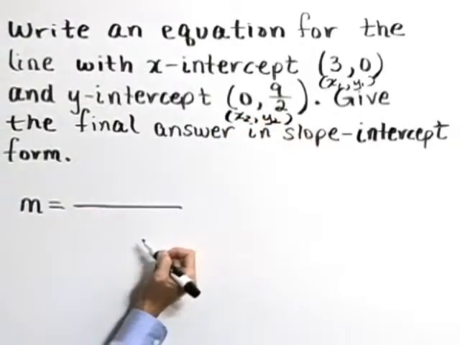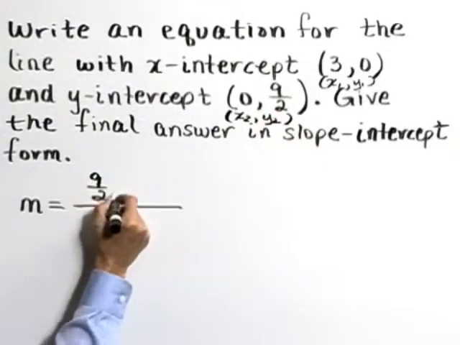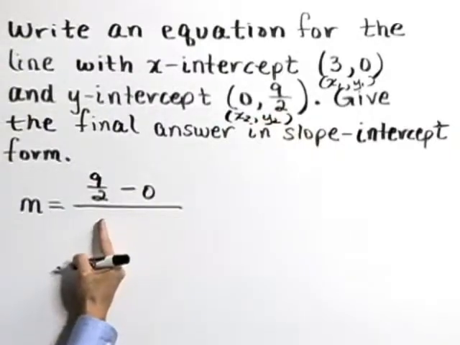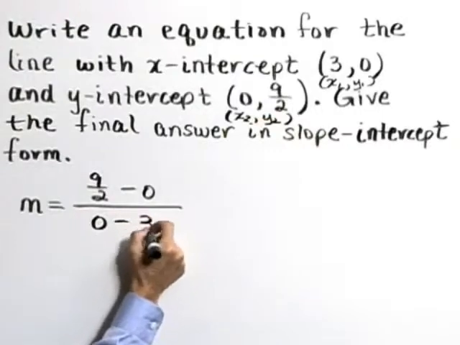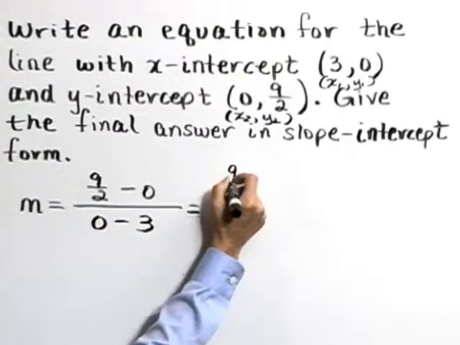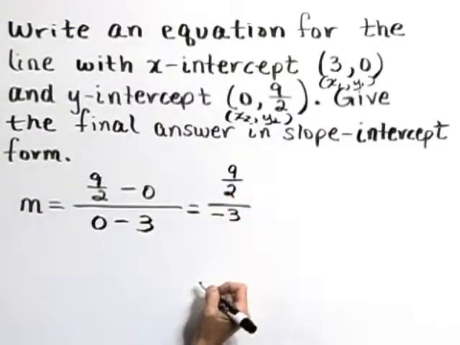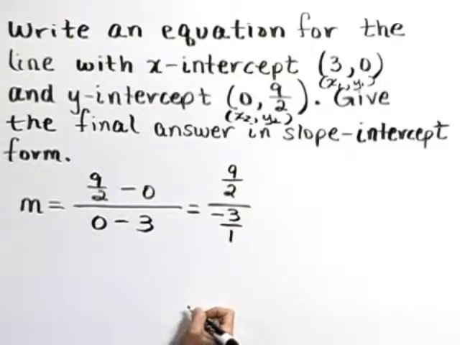Now let's subtract. In the numerator, y2 minus y1 is 9/2 minus 0. In the denominator, in the same order, x2 minus x1 is 0 minus 3. Subtracting then, we have a 9/2 in the numerator and a negative 3 in the denominator, which I'm going to write as negative 3 over 1.